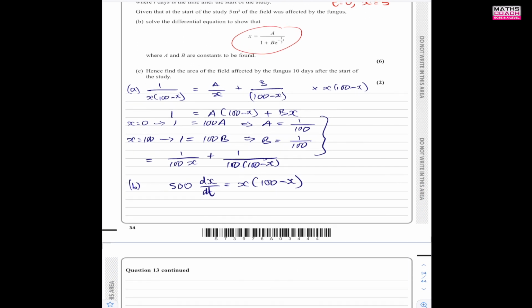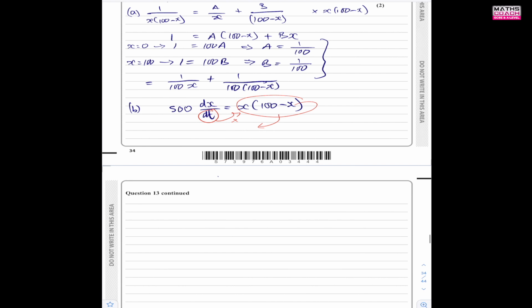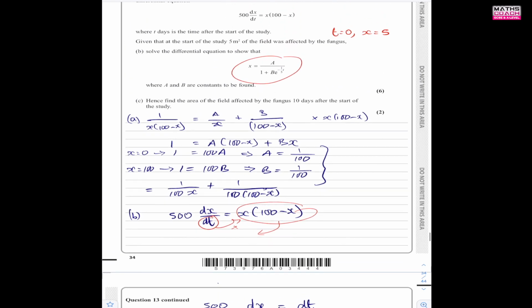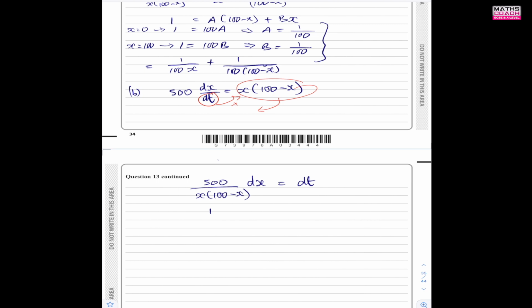Right, so in order to solve this, we need to separate the variables. We're going to take the dt to this side and multiply, and take all of that to the left hand side and divide it across. So we get 500 over x bracket 100 minus x dx equals dt. Now if we scroll up and look at our partial fraction, we see that this fraction and this fraction are very similar, but we need this to be 1. So I'm going to divide across by 500. If we divide both sides by 500, we get 1 over x bracket 100 minus x dx equals 1 over 500 times dt. And now we can put the integration sign on both sides.